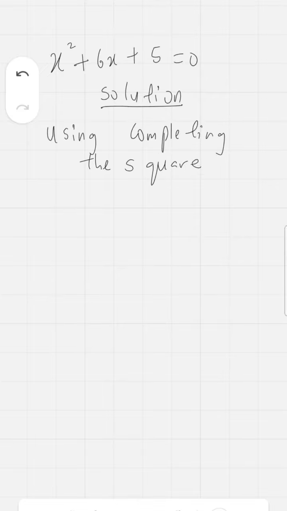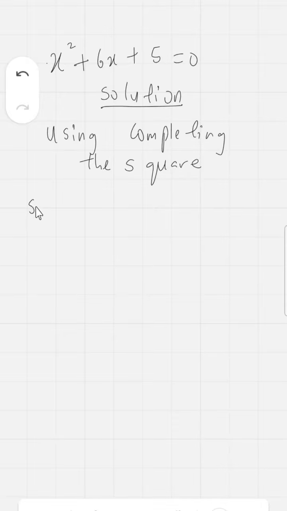Now, the one thing you need to know in the completing the square method is that our a here must always be 1. Always. So if it is not 1, then you have to divide all through by whatever coefficient is in front of x squared. It must always be 1. But our own here has 1, so no problem.